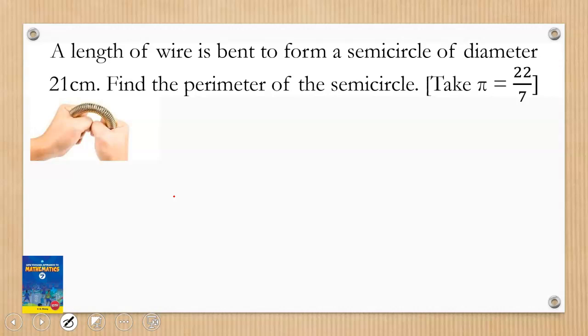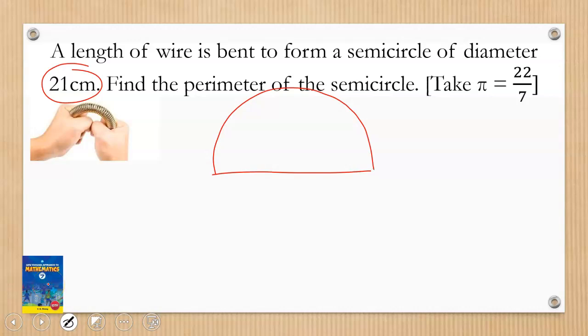A length of wire is bent to form a semicircle of diameter 21 centimeters. Find the perimeter of the semicircle. So it means that the wire was bent, and it formed a semicircle like this. So what is the length of the semicircle, or the perimeter of the semicircle?